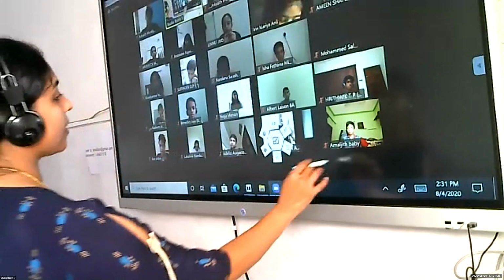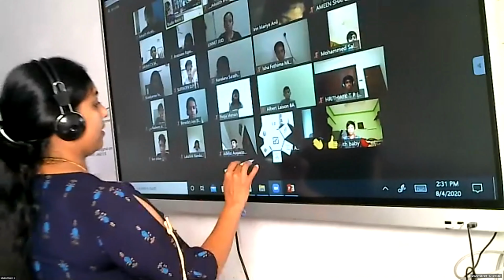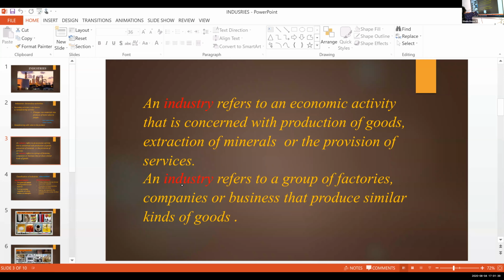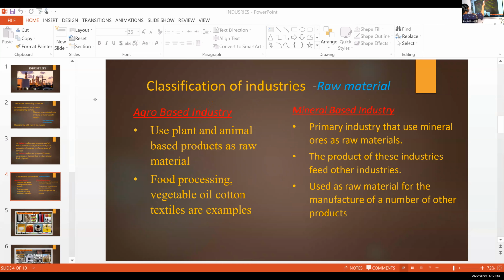Next, we are going to focus on classification of industries. First classification is based on raw material. We have discussed what is raw material, right? We all know what is raw material. Raw material is a basic product from which a product is made. So based on the raw material used in industry, we have different types of industries.